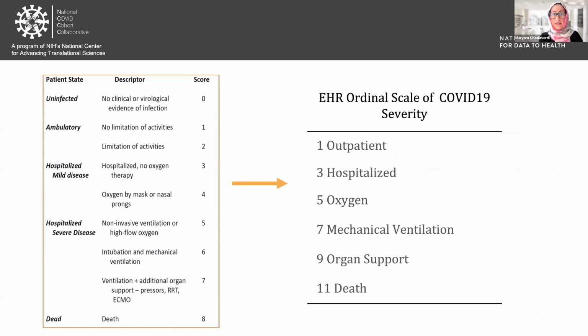This slide shows the WHO OS and our proposed EHR Ordinal Scale for COVID-19 severity. We suggested 6 different levels, starting from outpatient, and then those who were hospitalized, oxygen use, mechanical ventilation, ECMO, organ support, and death. Next slide, please.